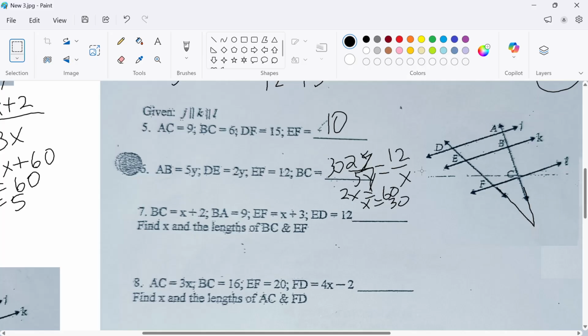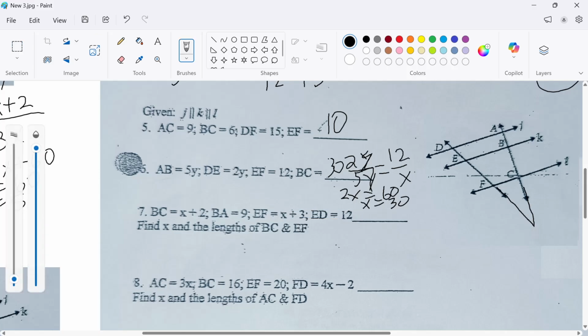All right, I'm going to paste a clean image again. You want to see that other one? Go back. This is for the one above. These are just similar triangles. BC equals x plus 2. And everything's in a ratio. BA equals 9. EF equals x plus 3. And ED is 12. What does it want to know? Find x and the lengths of BC and EF.